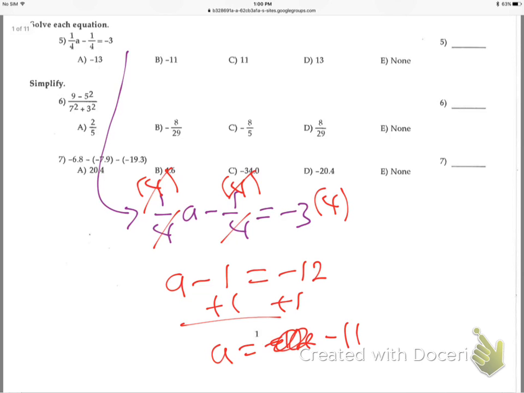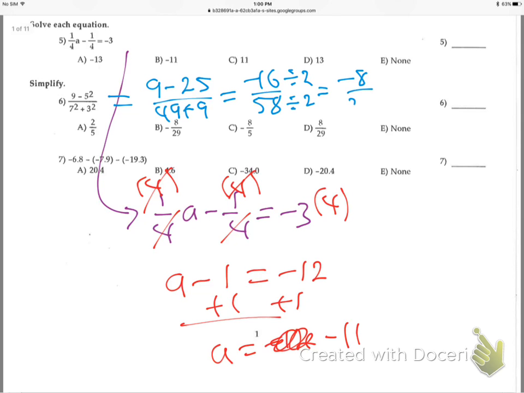Number 6 is just work them out in your calculator, right? 9 minus 5 squared is 25. The bottom, 7 squared is 49. 3 squared is 9. What's that? Minus 16 over 58. Reduce that thing. Divided by 2, top and bottom, minus 8 29ths. B.